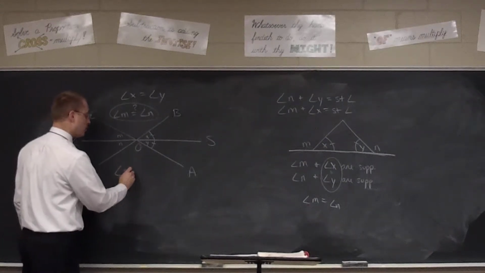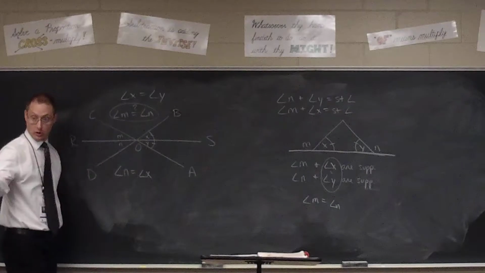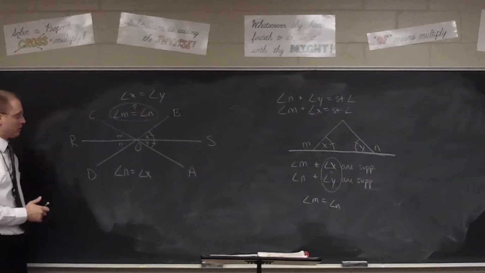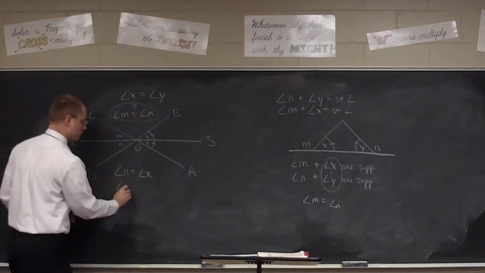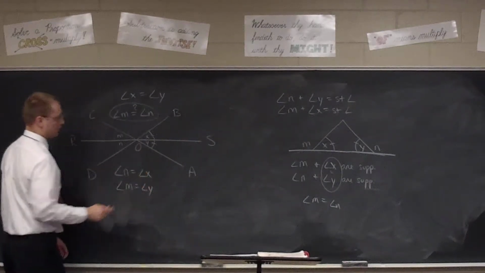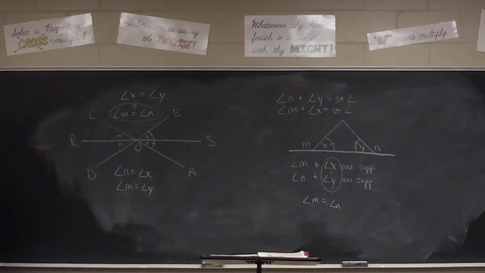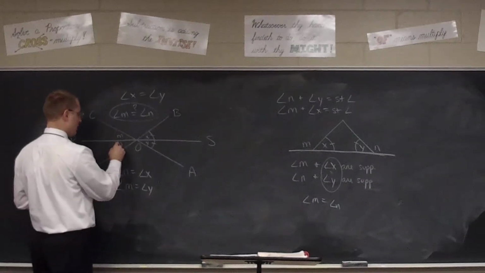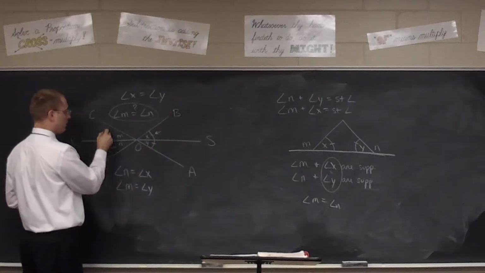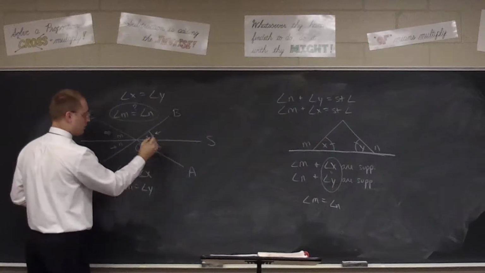Okay, angle N would have to equal angle X because vertical angles are equal. Okay, informal statement 13, that's true. So that would mean M and Y. Okay, M and Y are also equal. So we're saying that these two are equal and these two are equal.